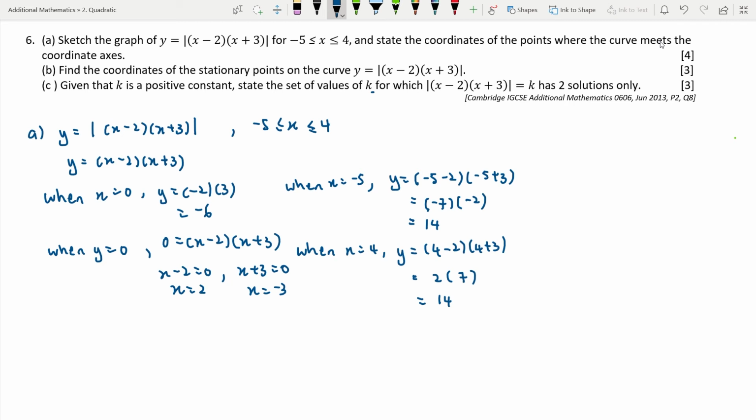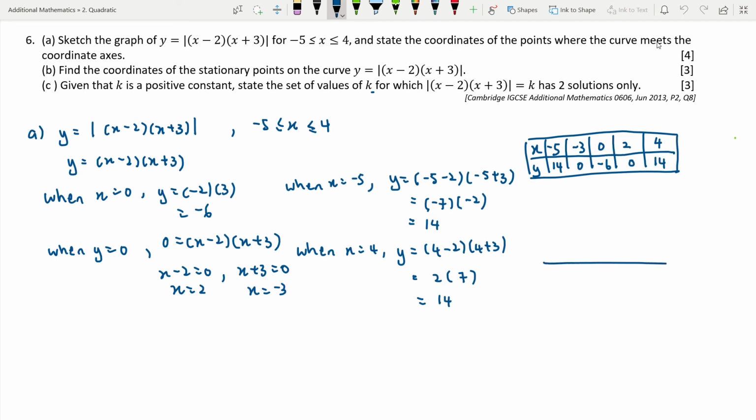Let's put all the coordinates that we obtained into a table. We have 5 coordinates in total. -5, 4, -3, 0, and 2. When x is 0, y is -6. When x is 2 and also -3, y is 0. When x is -5, y is 14. When x is 4, y is 14.